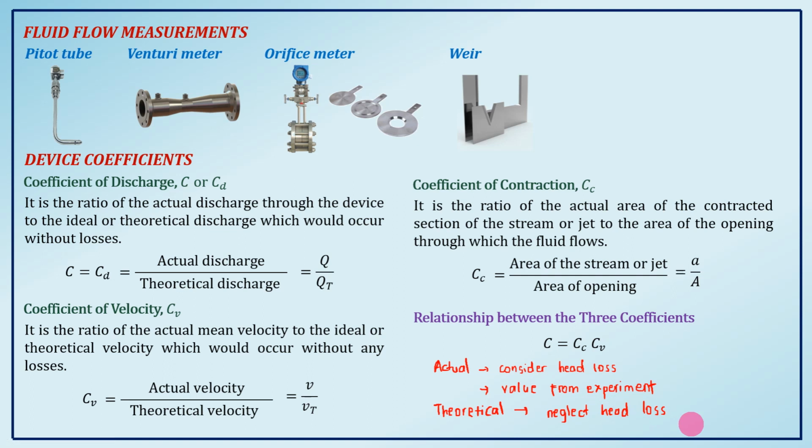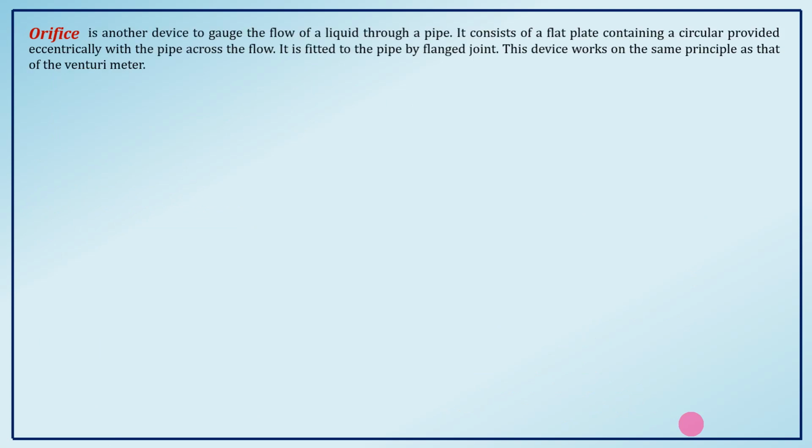Move forward tayo kay Orifice. So, Orifice is another device to gauge the flow of a liquid through a pipe. It consists of a flat plate containing a circular opening, provided eccentricity with the pipe across the flow. It is fitted to the pipe by plunge joint. And this device works on the same principle of the venturimeter.